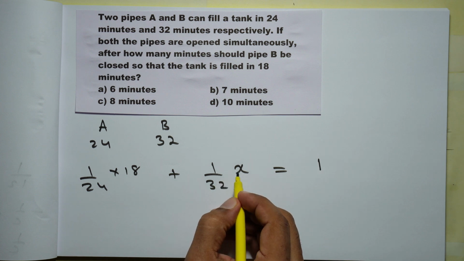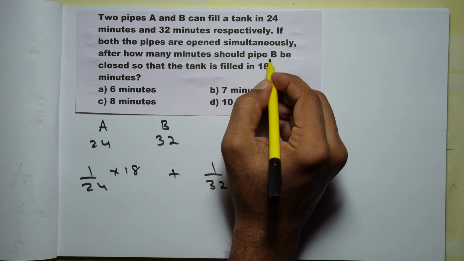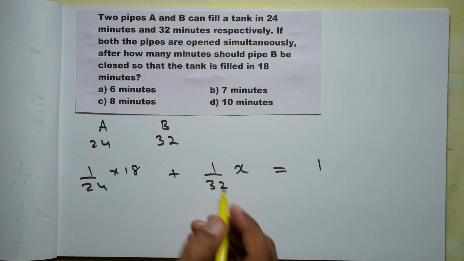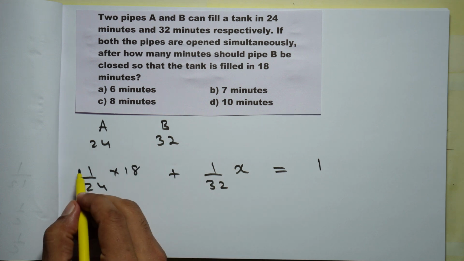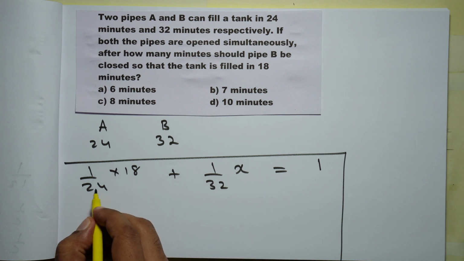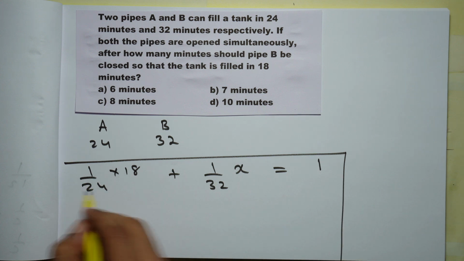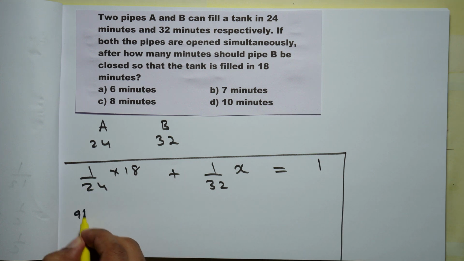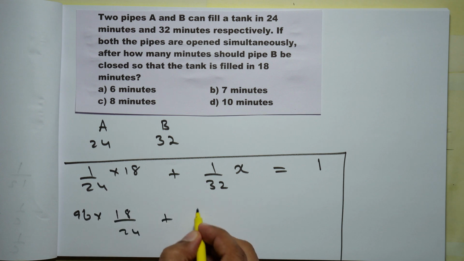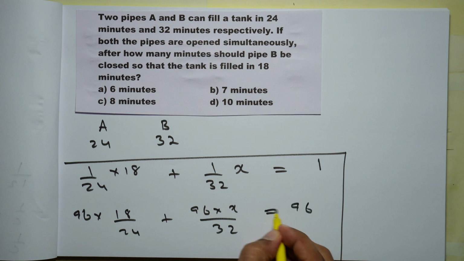So we just need to find the value of X. That is, after how many minutes should pipe B be closed so that the tank is filled in 18 minutes. So we just need to solve and calculate the value of X. The LCM of 24 and 32 is 96, so we'll multiply throughout by 96, and all the denominators will go off. So there will be 96 into 18 by 24 plus 96 into X by 32, that is equal to 96.